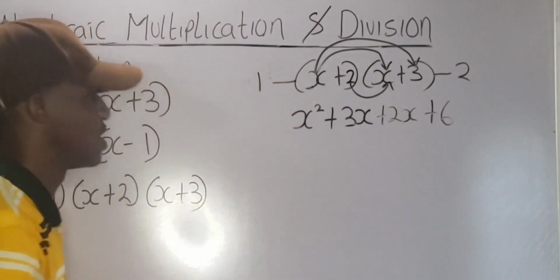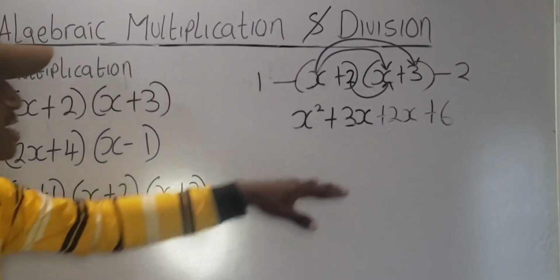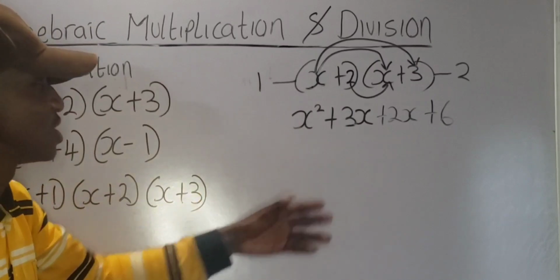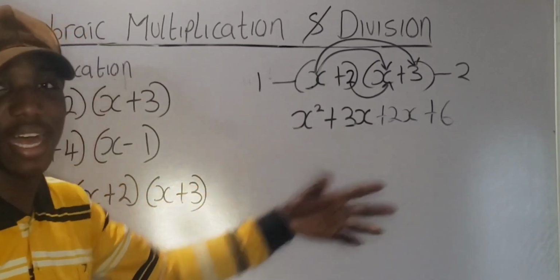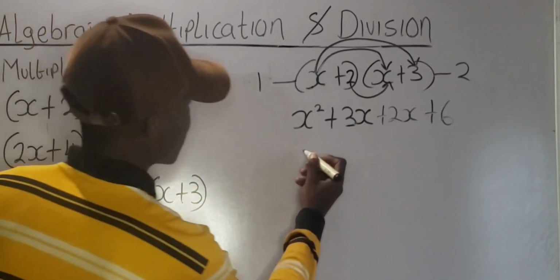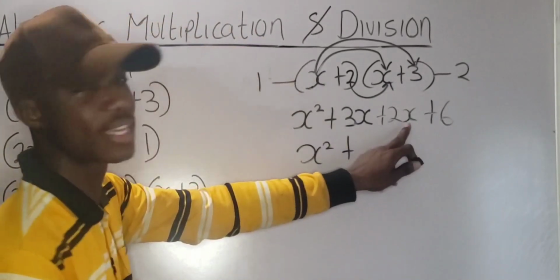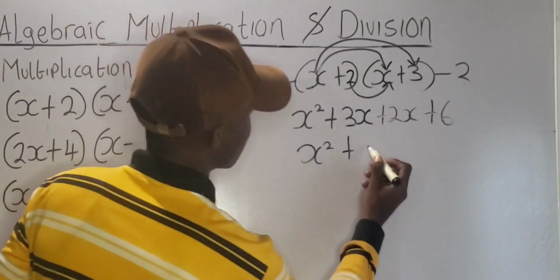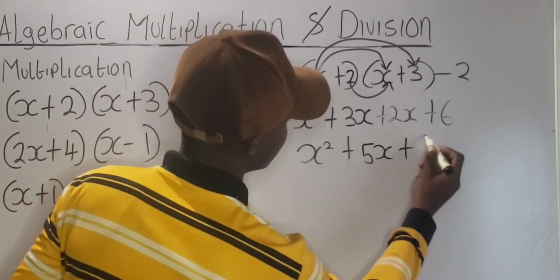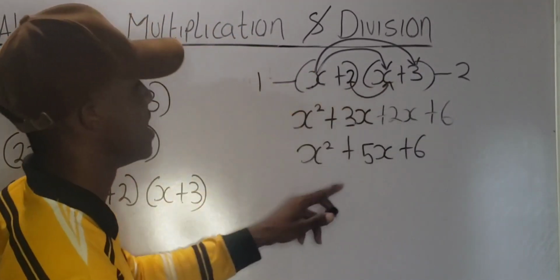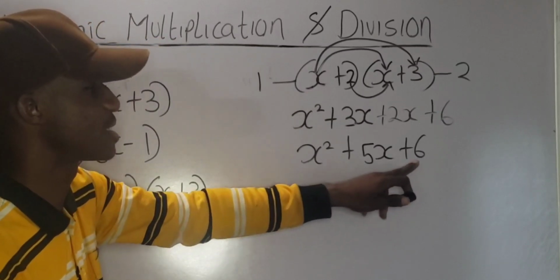Do you understand? Okay. Now, are there any like terms among the product that we take? There are. 3x and 2x are like terms. So I'm going to have x squared plus 3x plus 2x. That is 5x. So I'm going to have plus 5x plus 6. So the product of x plus 2 and x plus 3 is x squared plus 5x plus 6.